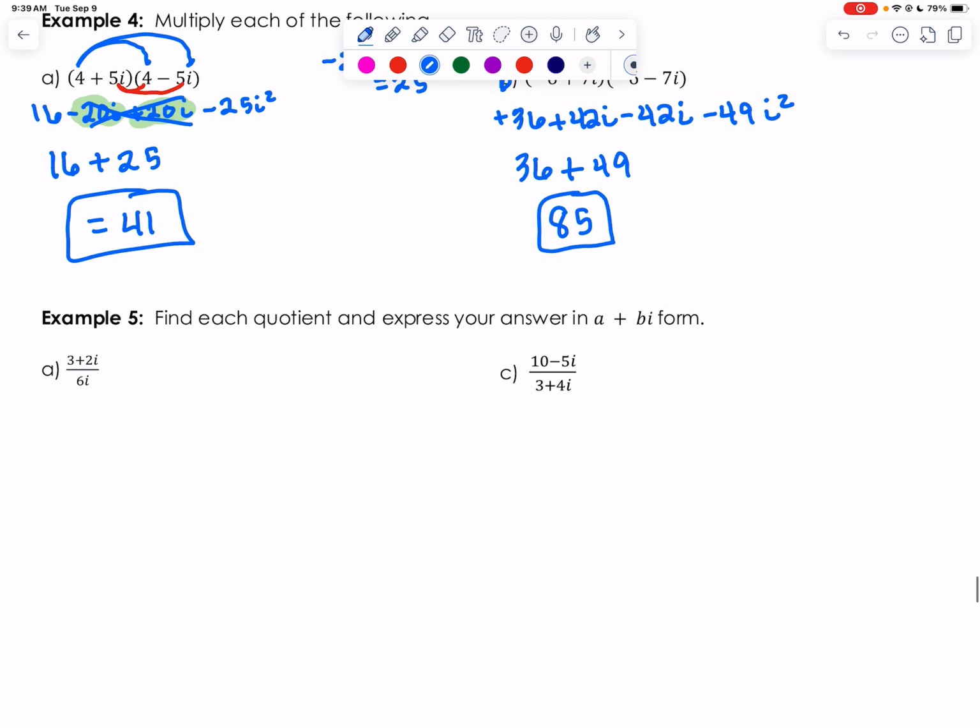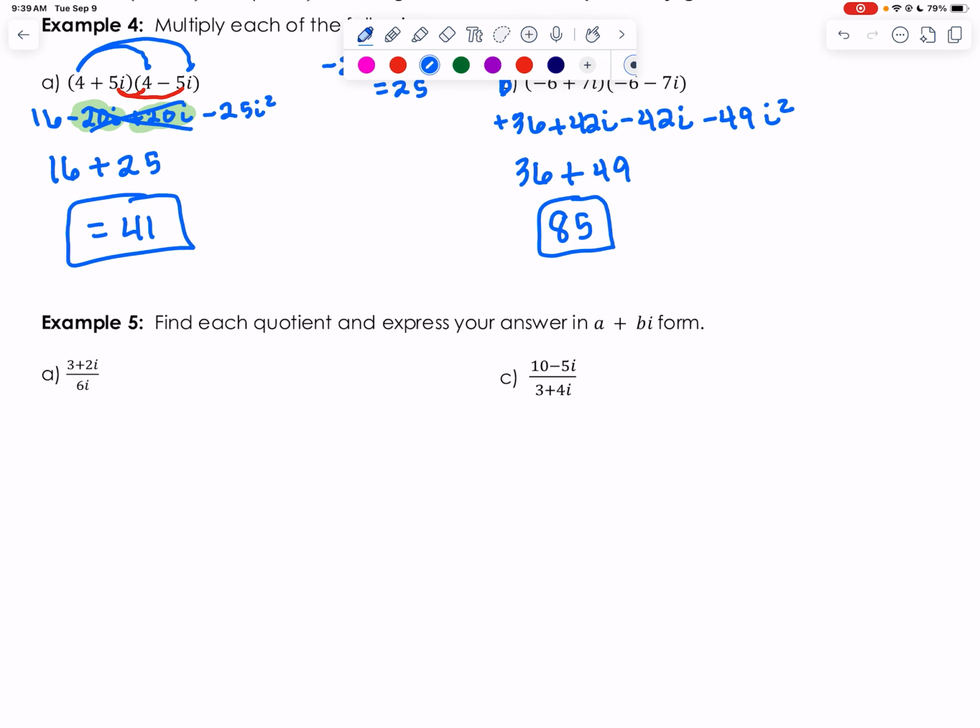So in all the other examples, we've been multiplying with our complex numbers. When we're dividing with complex numbers, what we're trying to do is get rid of the imaginary number that's in the denominator. So to do that, in this first one, I'll multiply both the numerator and the denominator by 6i. Now, you'll see why we're doing that in just a minute.